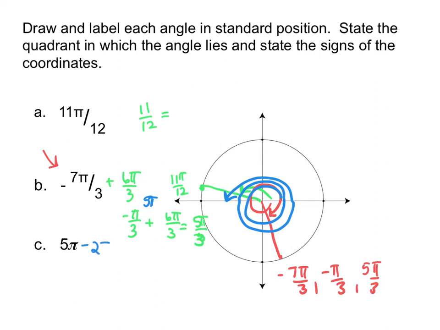And again, you can find the coterminal angle by adding or subtracting 2 pi. And when you do that, you get 3 pi. And if you do it again, you get 1 pi. So you can see that that is in the same location, 5 pi, as just 1 pi.